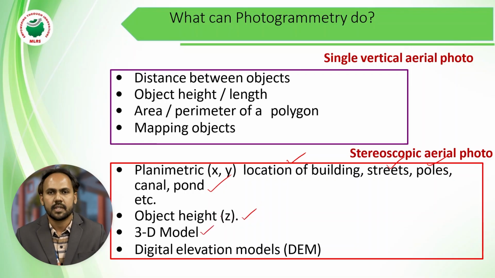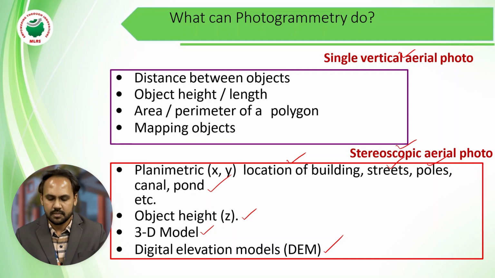And a 3D model also we can make with the help of a stereoscopic vertical photograph, which is not possible in the case of a single vertical photograph, because in a single vertical photograph there is no need of three-dimensional space. Only with stereoscopic aerial photography can a three-dimensional model be developed. The best example of a three-dimensional model is the digital elevation model, DEM. So this is the example for a 3D model, which cannot be developed with a single vertical photograph.